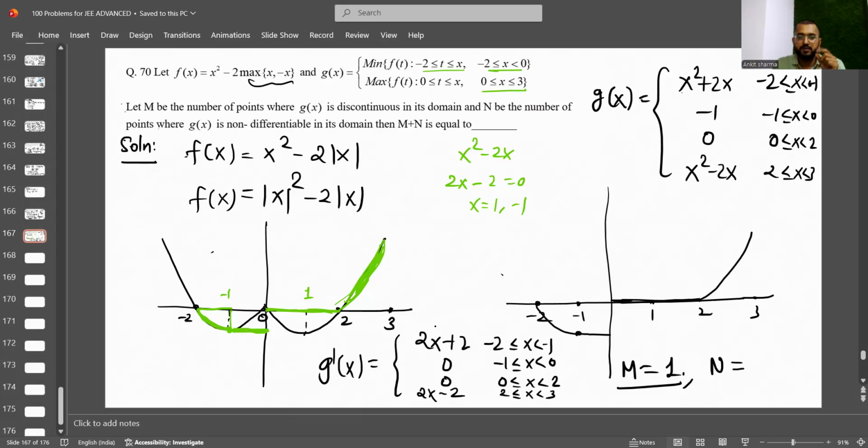And if I plug in 2, at 2 also my function is not differentiable, because the left derivative at 2 is 0 and the right derivative at 2 is 2. So n is going to be 2. So my m plus n is going to be 3. So the final answer is going to be 3.